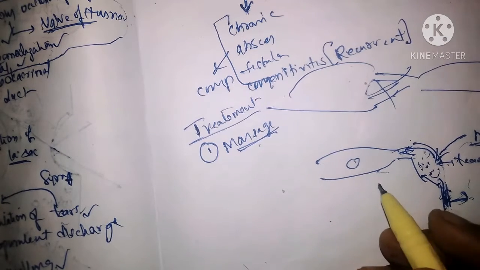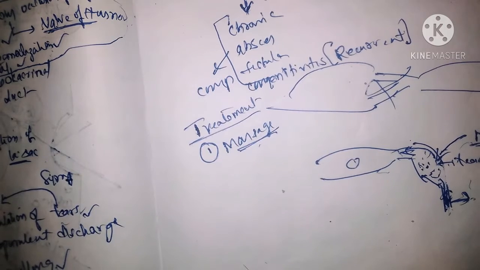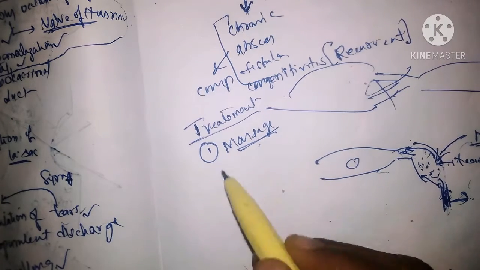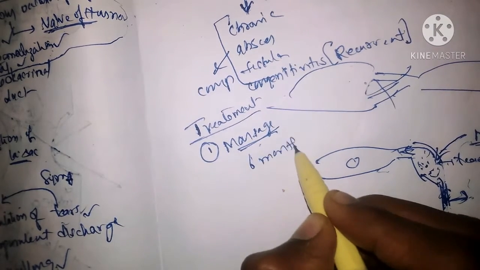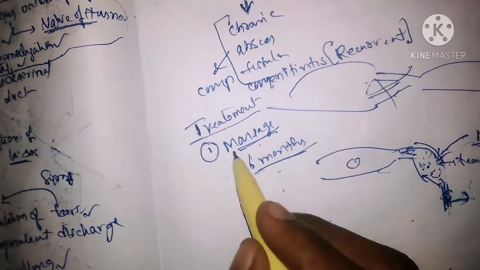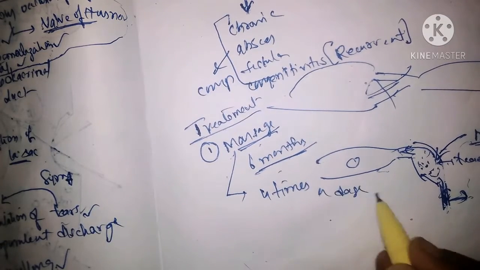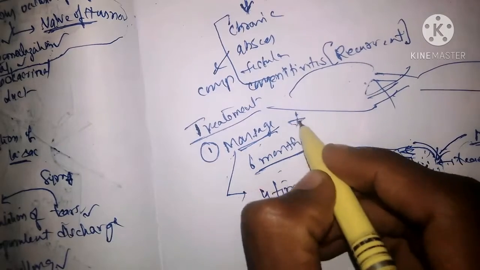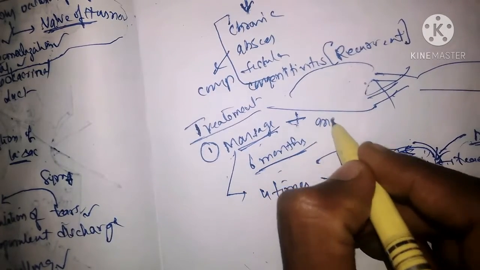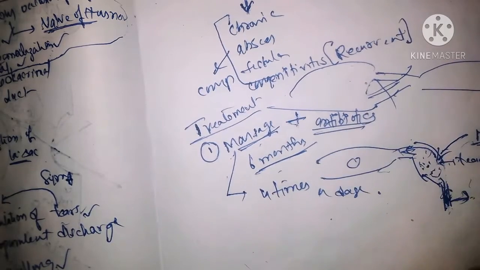So this is the first mode of treatment, and most of the time this is the best treatment that we can do, and most of the children recover from the obstruction. Okay, this can be continued for 6 months. This should be done 4 times a day. And along with massage, we should add antibiotics also. Topical antibiotics. Clear?